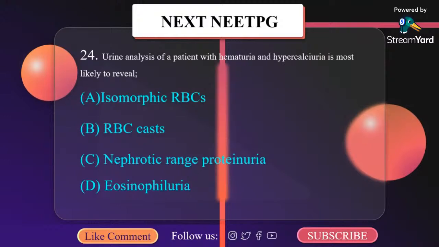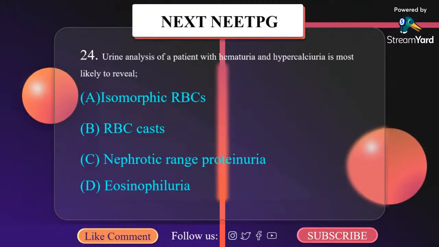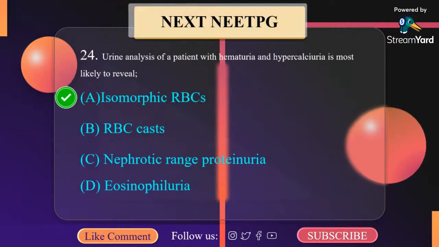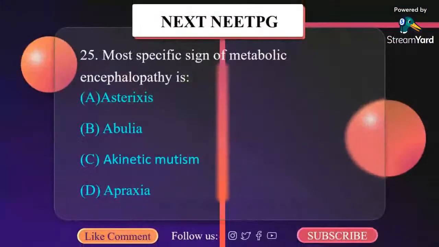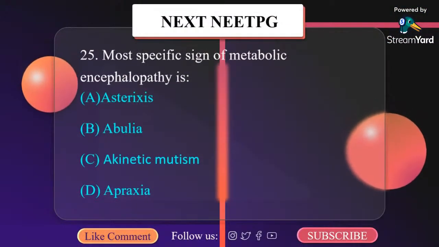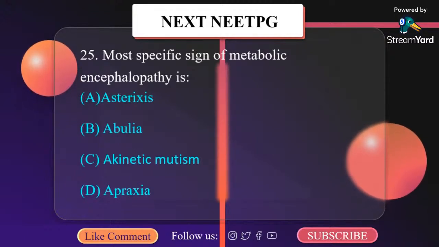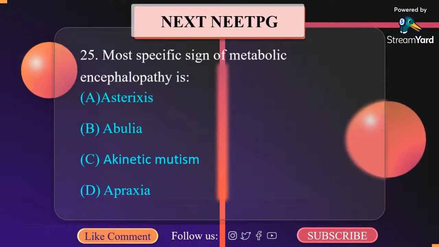Urine analysis of a patient with hematuria and hypercalciuria is likely to reveal A. Isomorphic RBC, B. RBC cast. Correct option here is isomorphic RBC. Most specific sign of metabolic encephalopathy is A. Asterixis, B. Abulia, C. Akinetic mutism, D. Apraxia. Correct option here is A. Asterixis.